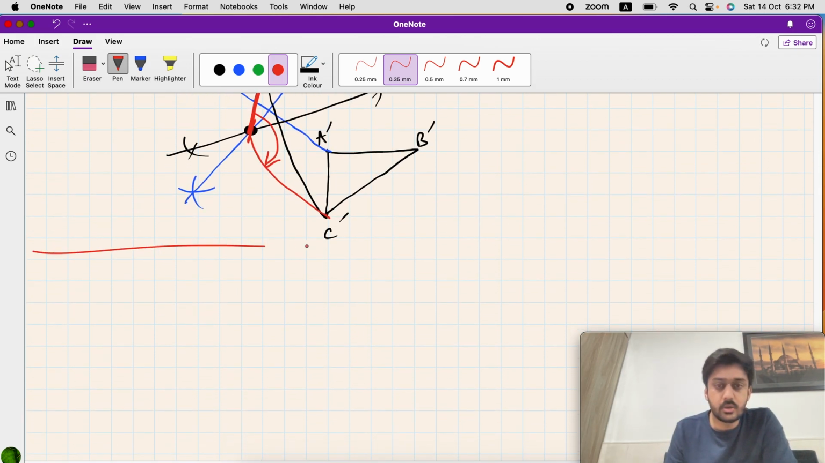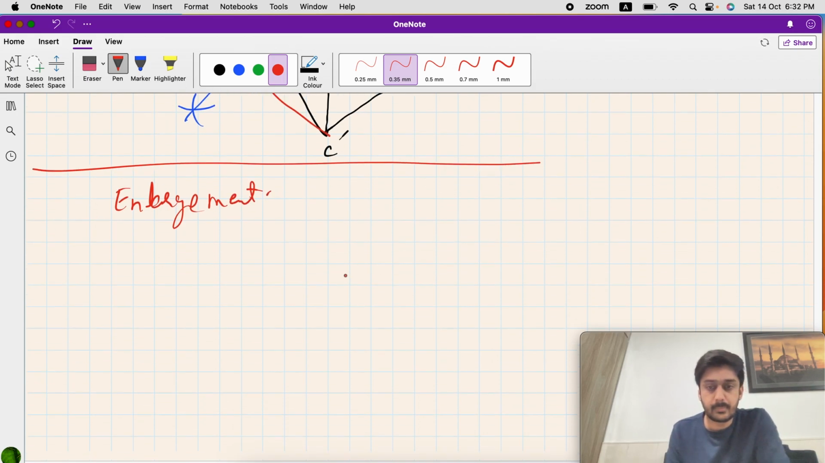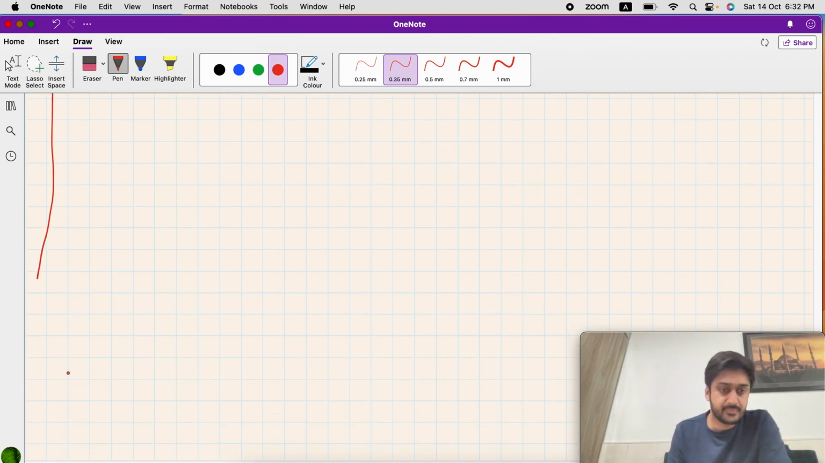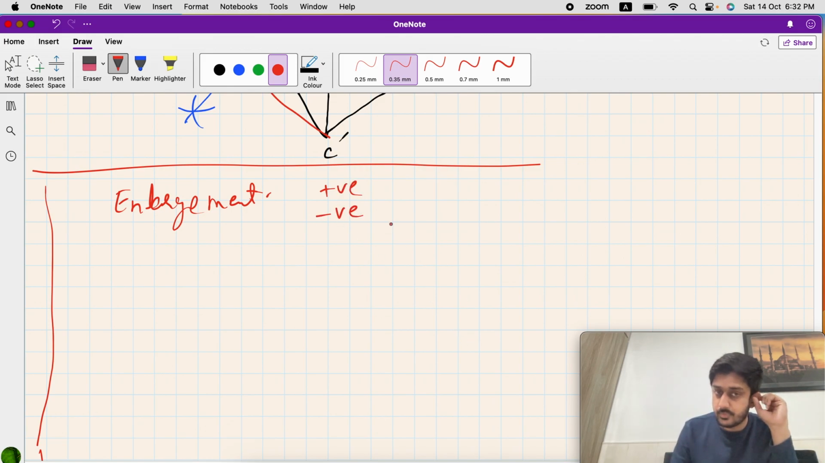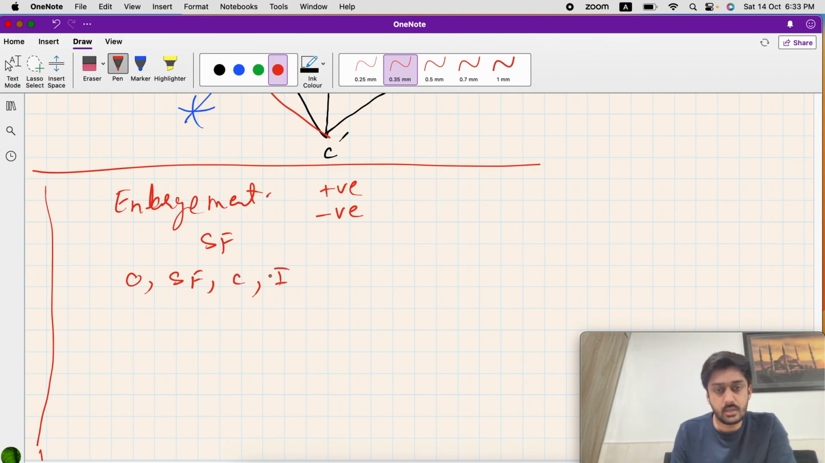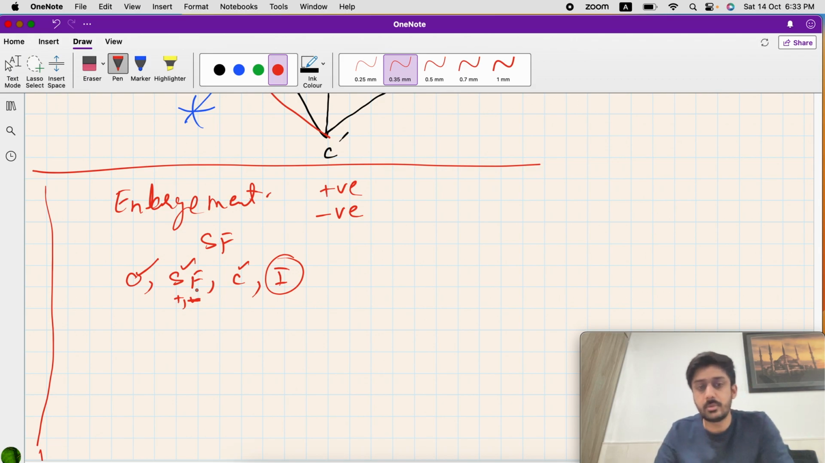This was all about rotation. Third point is enlargement. Now we have two types of enlargements. One is positive, the other is negative. We have a scale factor, how much the image would be enlarged. So object, scale factor, center of enlargement, and the image. The object would be given, the scale factor would be given, we have to see if it is positive or negative. The center of enlargement would be given, and you'll be able to draw the image.